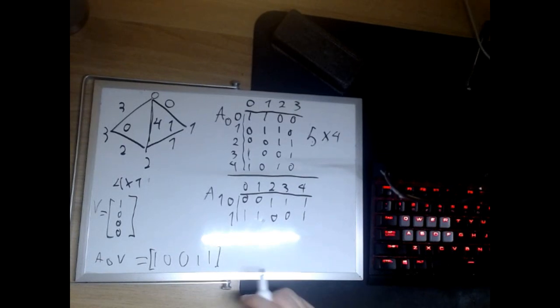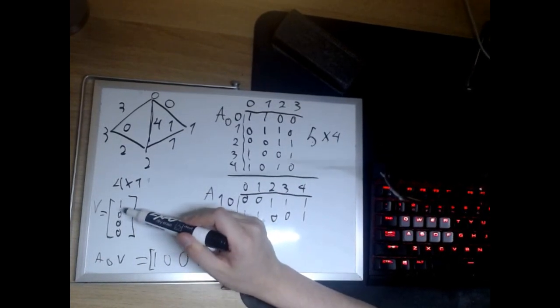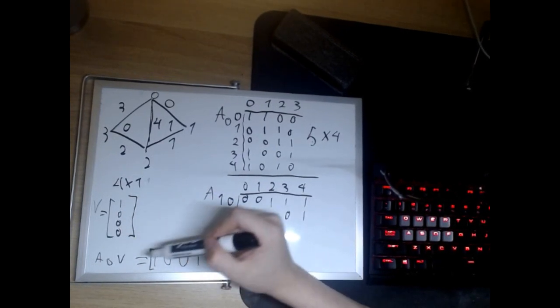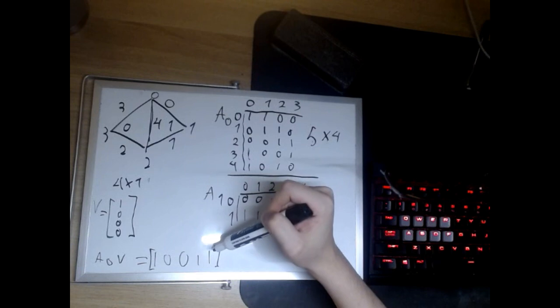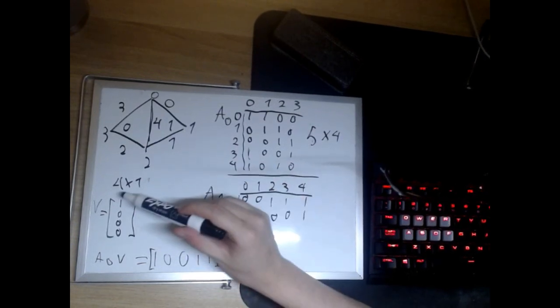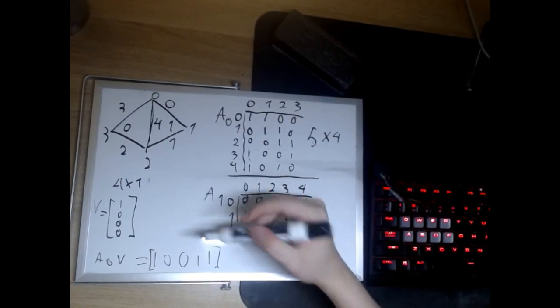So notice something. We started with 4 vertices, right? Like 1, 2, 3, 4. And now this one has 5 numbers. Why did the 4 turn into 5? And moreover, there was a 1, 1 in here, and now there's 3. What is the logic behind all this?